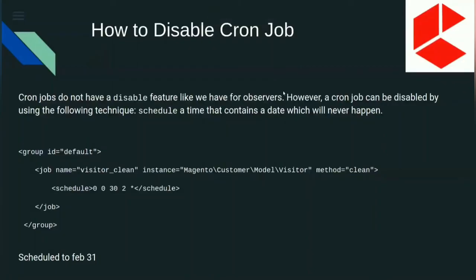Now we will see how to disable a cron job. Cron jobs do not have a disable feature like we have for observers. But we can disable a cron job with a small technique: we'll be giving a schedule which will never occur. For example, February 31.